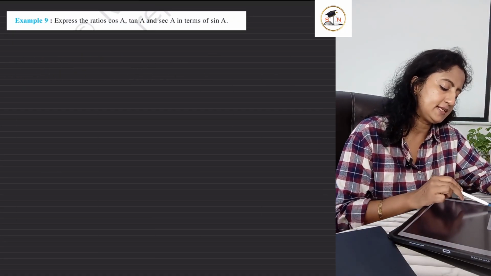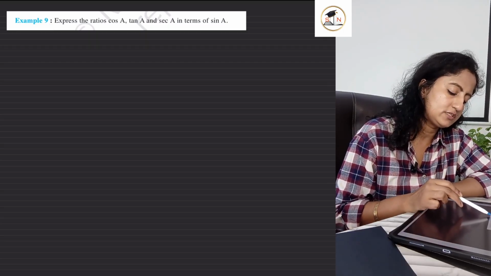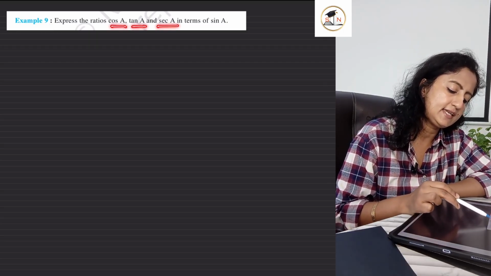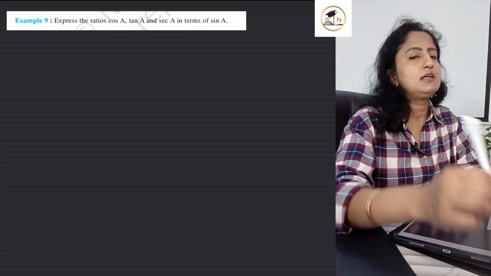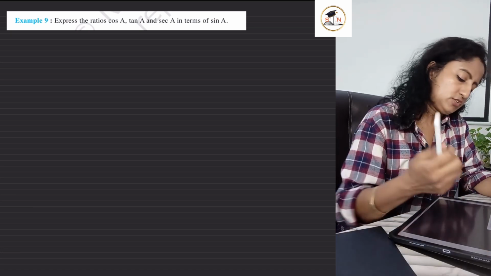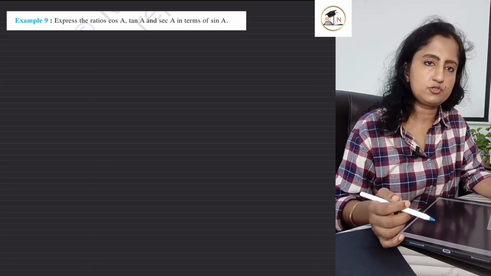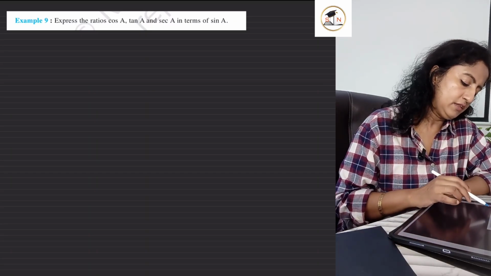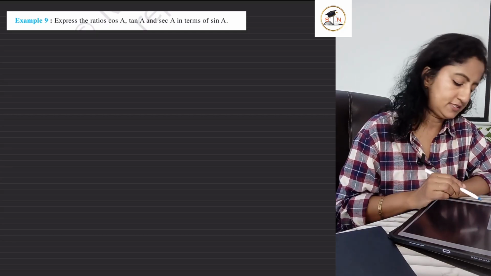The first one is example 9 from NCERT, which says express the ratios cos A, tan A, sec A in terms of sin A. Now, when we are using the identities, we don't need to make a right angle triangle. Okay, so I'll just do it without the right angle triangle, without any Pythagoras theorem now. They have asked to write cos, tan, sec in terms of sin.